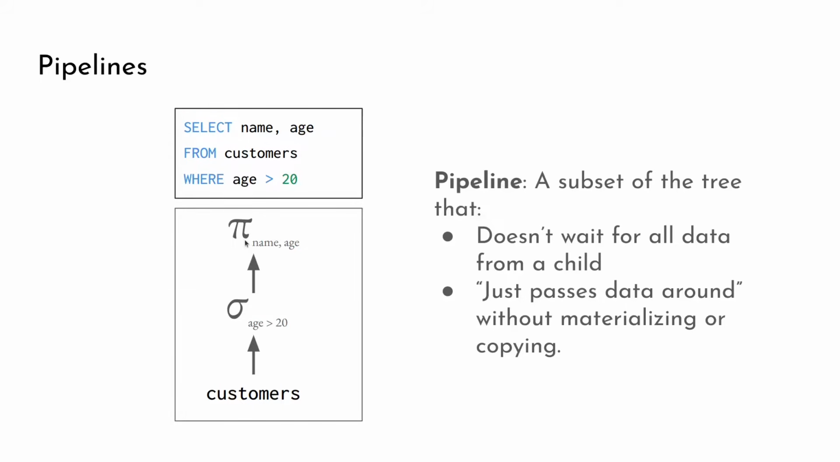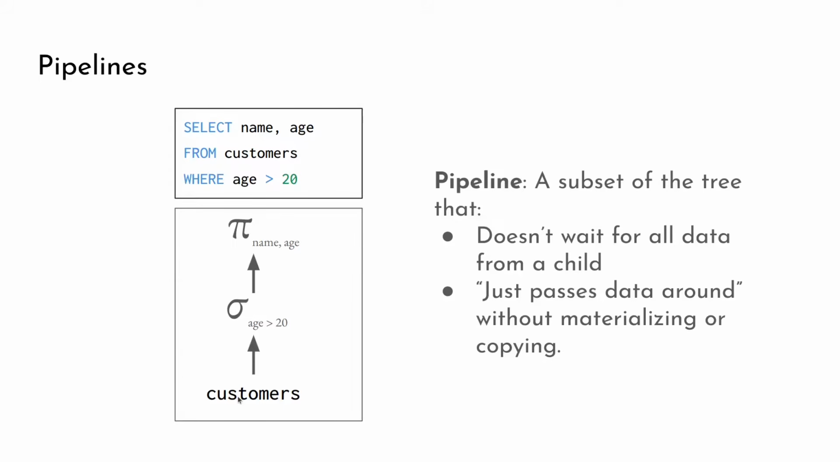Let's say we are in the projection and we want to get a tuple from the selection. Once we get the first tuple from the selection, we can immediately emit it. We don't need to wait for the selection to give us all its tuples. A better example may be when the selection calls the scan. So the selection just calls the customers table for the next tuple. And if it passes the predicate, it just immediately emits it.